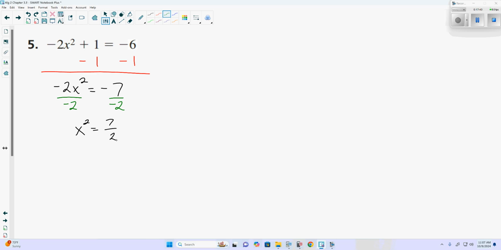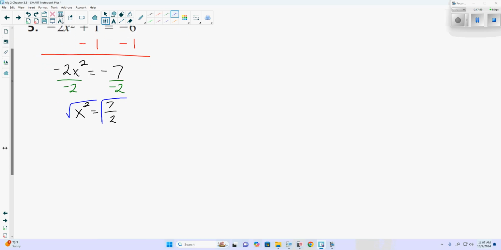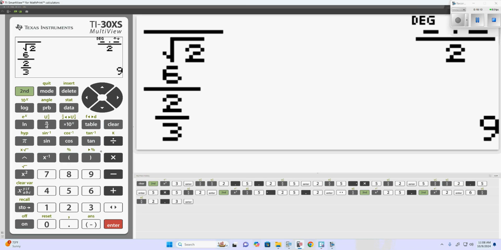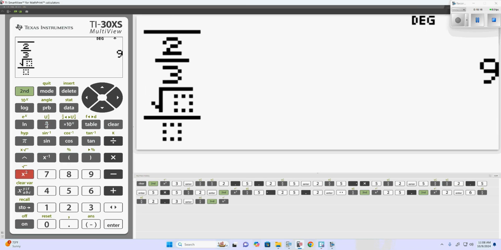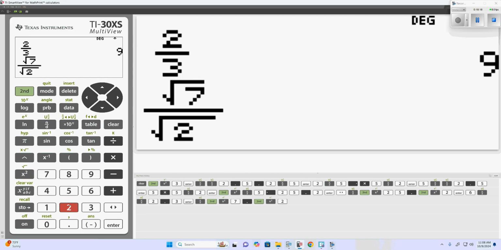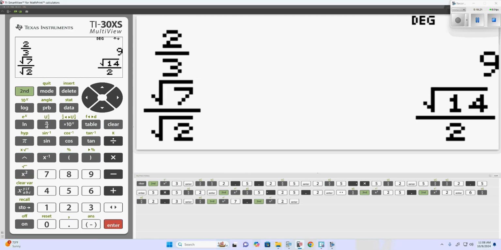Now, I would leave it as a fraction, because getting to simplest radical form is going to be easier if we keep it as a fraction than if we try to go to a decimal. Because our next step is to square root both sides. Now the nice part is the square root of x squared is, well, x. Now finding the square root of 7/2, well, the square root rules will be helpful here. We take the square root of the top over the square root of the bottom and get the square root of 14 over 2.